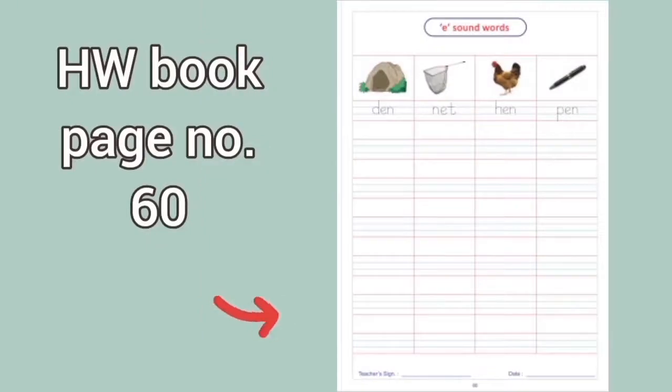In English homework book, you have to complete page number 60.